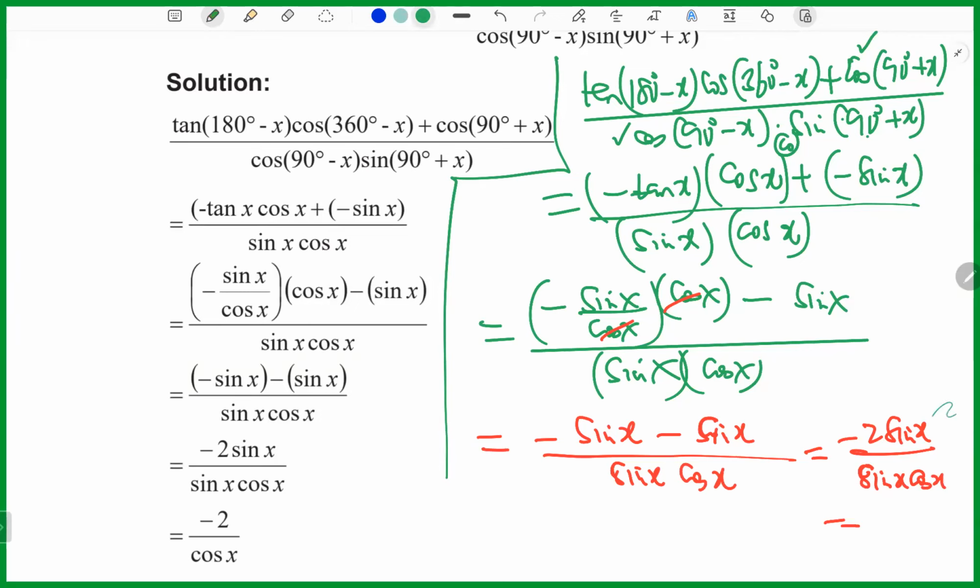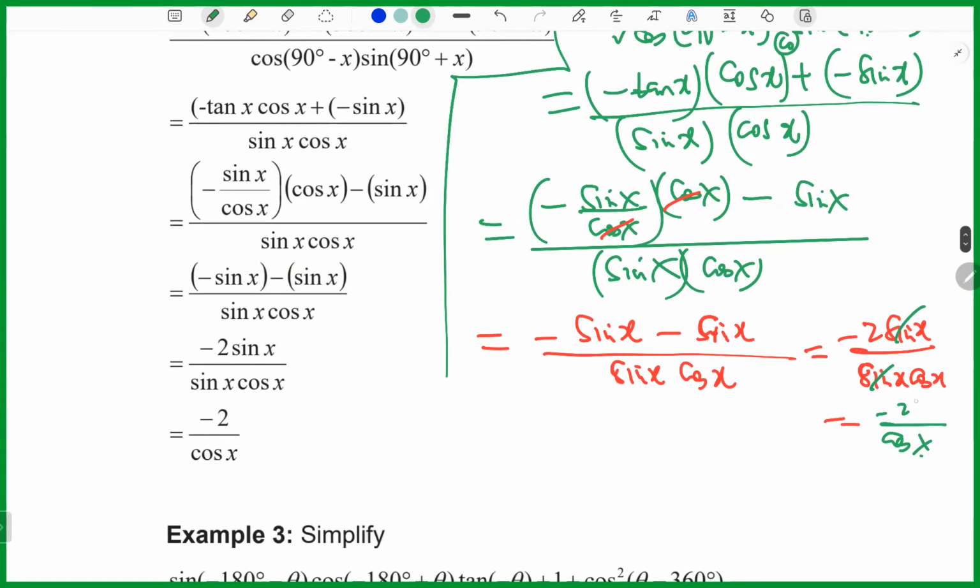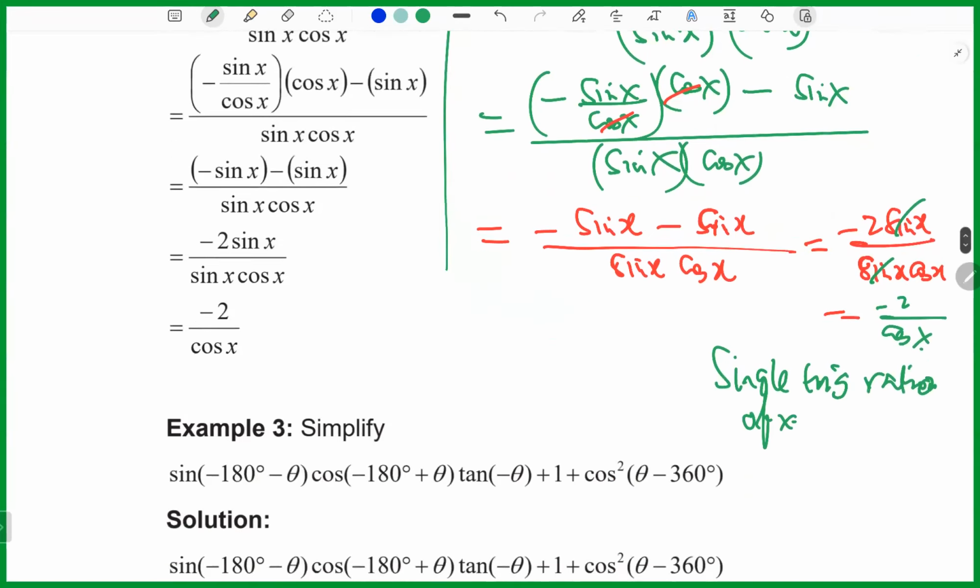So this divides, and then you have minus 2 divided by cosine x. And now this has just been simplified to a single trig ratio of x. No further simplification is possible.